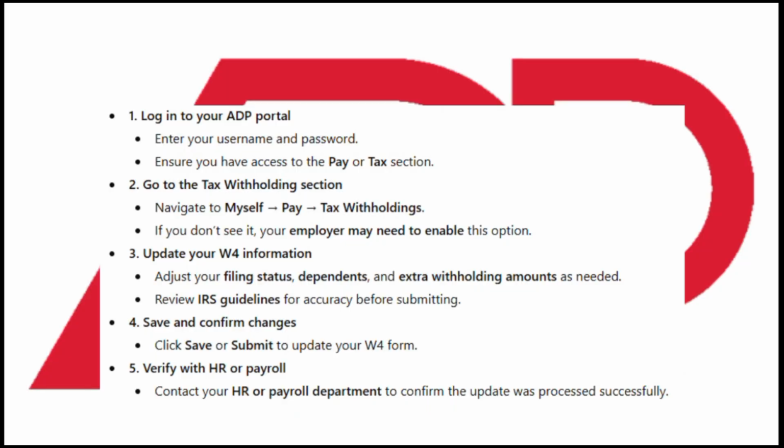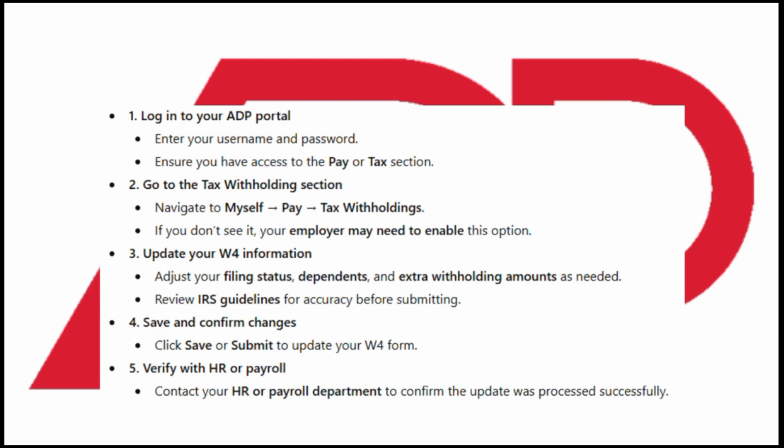First log into your ADP portal, enter your username and password and ensure you have access to the pay or tax section. Then go to the Tax Withholding section. For this, navigate to Myself. Here you will see an option Pay. Click on it and in its menu, you will see Tax Withholdings. Click on it. If you do not see it, your employer may need to enable this option.